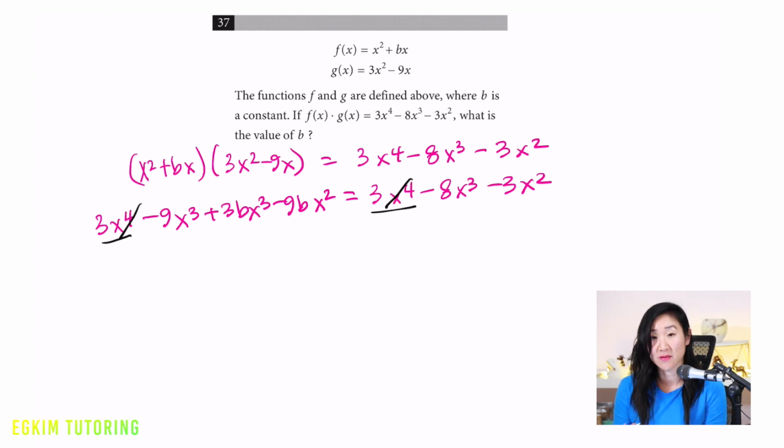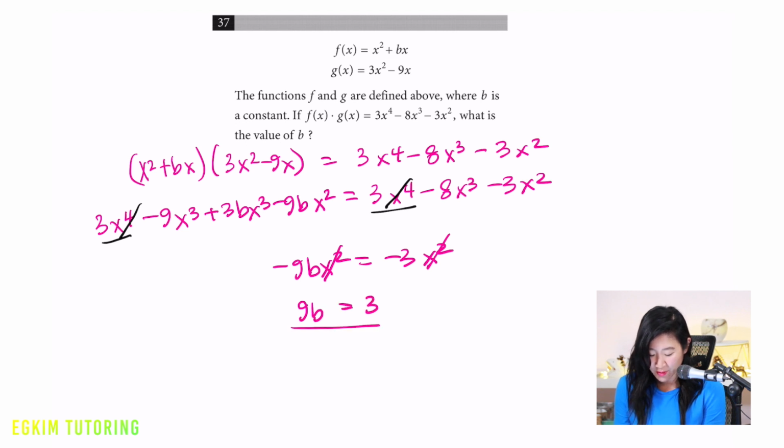So we can set these equal to each other and say negative 9bx squared is equal to negative 3x squared. Cancel out the x squareds, also cancel out the negative sign. So now you have 9b is equal to 3. And then solve for b by dividing by 9. So you end up getting b is equal to 3 over 9. You can leave it this way, or you can reduce it to 1 over 3.